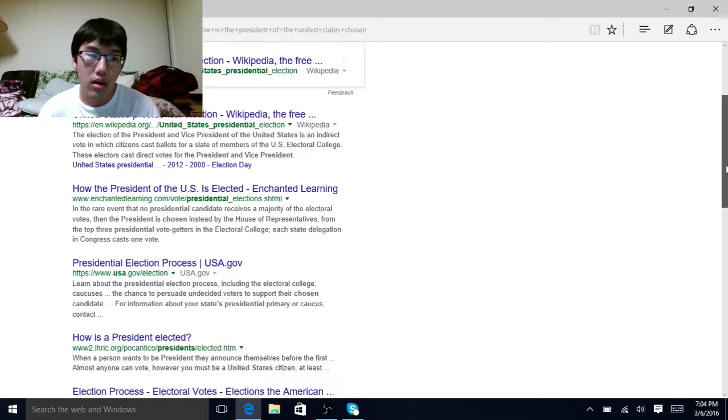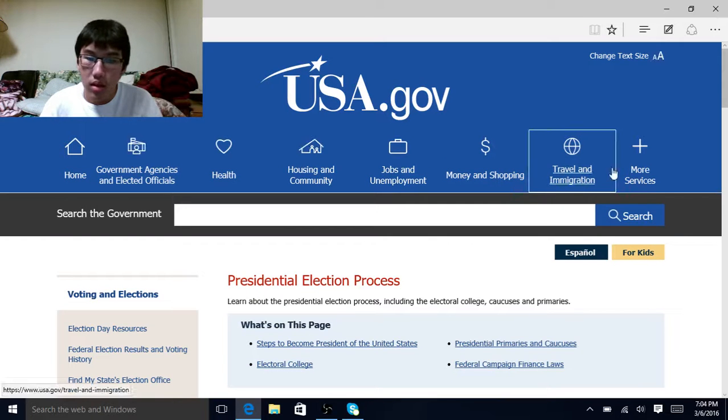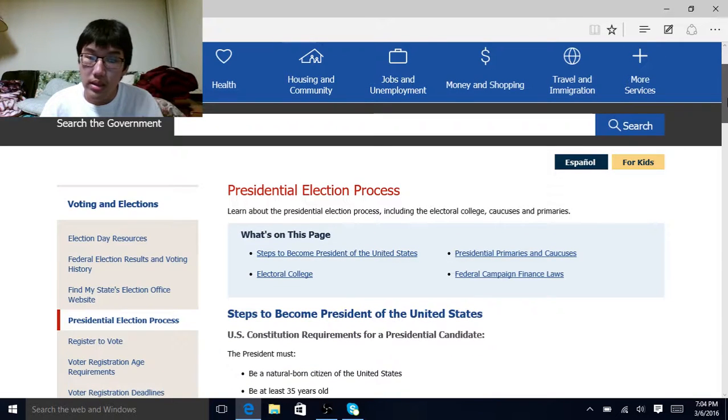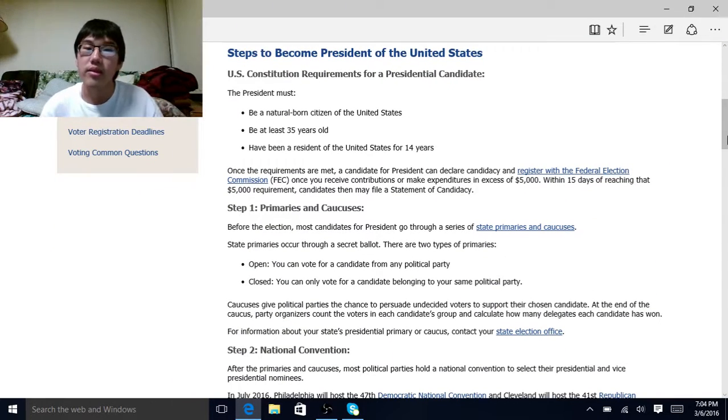Wikipedia. Okay, let's do the .gov, because I think .gov sites are the most trustworthy in my opinion. So let's go to this site. Steps to become president of the United States. Okay, so the president must, as we saw in the last website, be a natural born citizen of the United States, be at least 35 years old, have been a resident of the United States for 14 years.